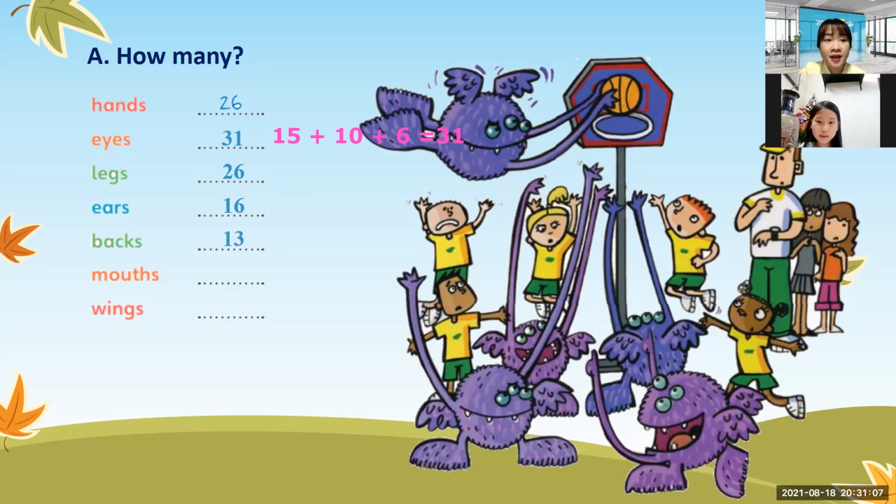Thirteen backs. Okay, everyone has a back. And mouths, how many is that? I can see 30 mouths. 13. Okay, 13. You raise your tongue, 30. You let down your tongue. 13. The different touch.